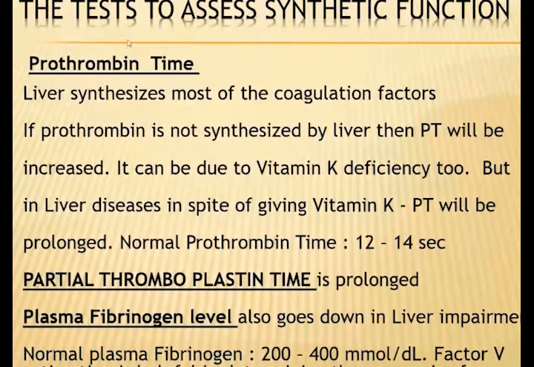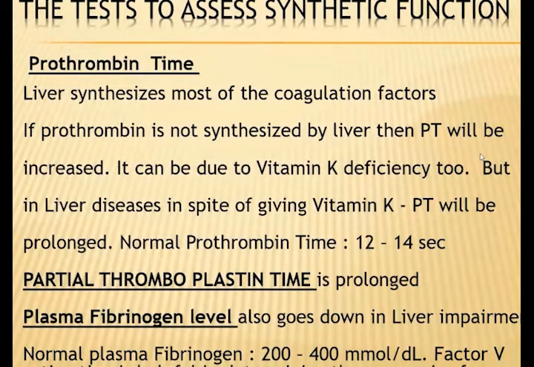Then prothrombin time. Prothrombin time is very, very important for finding out the prothrombin level in the body. So it is a coagulation factor. The liver synthesizes most of the coagulation factors. If prothrombin is not synthesized by the liver, then PT will be increased. Prothrombin time will be increased.